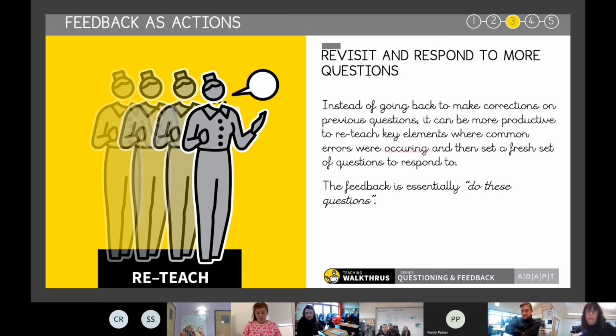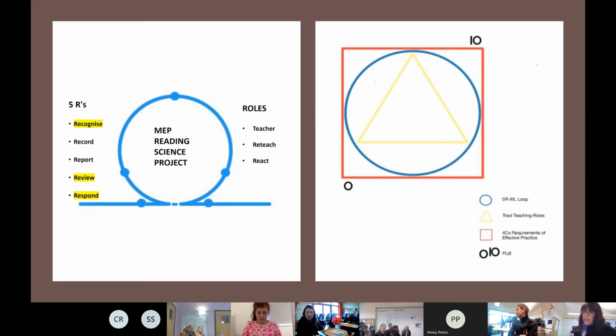So if we're thinking about revisiting, responding, reteaching, what immediately comes to mind is our Mayflower pedagogy, our total teaching. So remember our AFL loop: recognise, record, report, review, respond. And how we do that is through our triad teaching, isn't it? That would be our 3 roles. So we're thinking about how we address the misconceptions in classrooms.